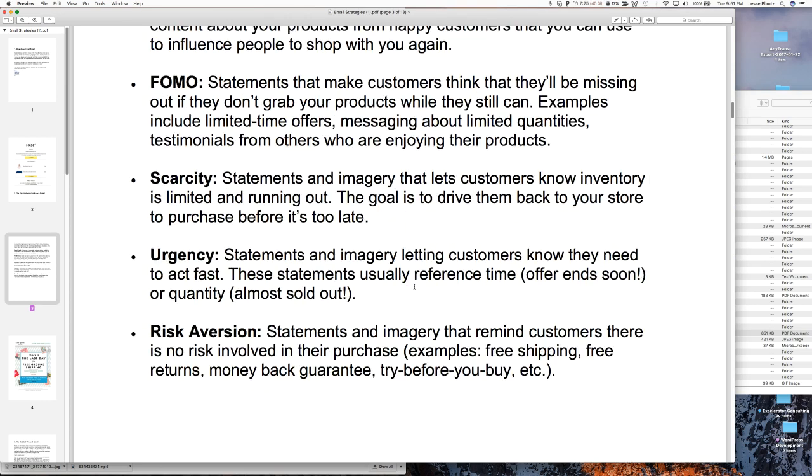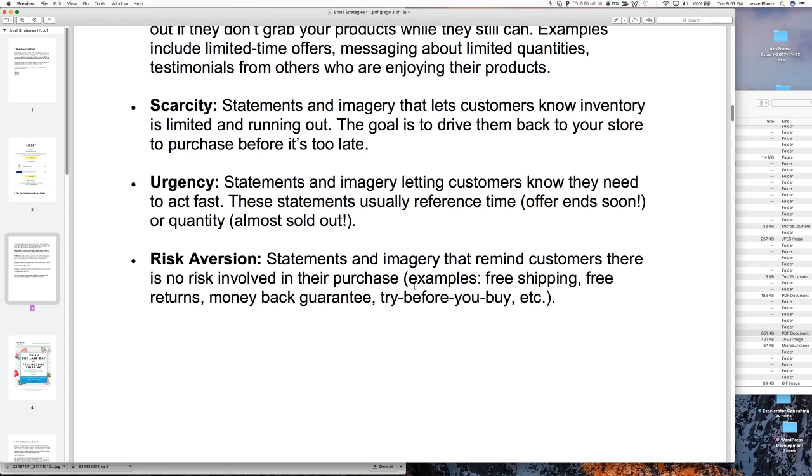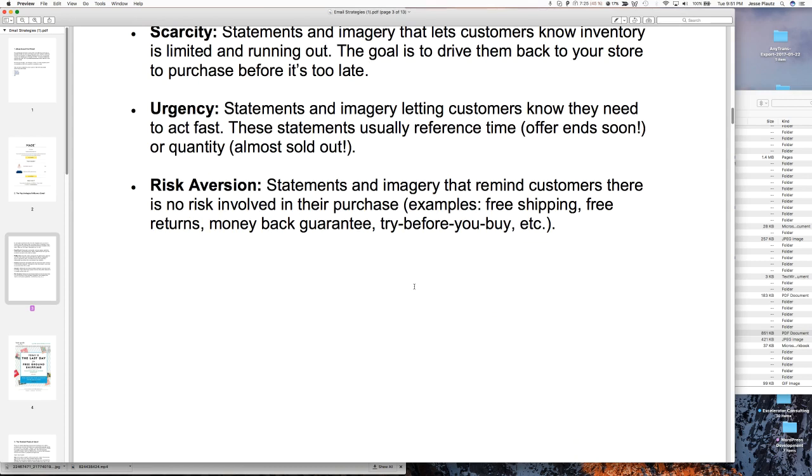Scarcity is kind of the same thing as FOMO. Kind of what I mentioned, like, oh, things are running out. You can come up with creative ways to manufacture, or to be honest with your scarcity. A lot of people manufacture scarcity. I'm not a fan of that, but it is an effective way. You can have countdown timers. You can have a whole bunch of different stuff. You can have expiring coupon offers. There's a bunch of different ways you can manufacture scarcity.